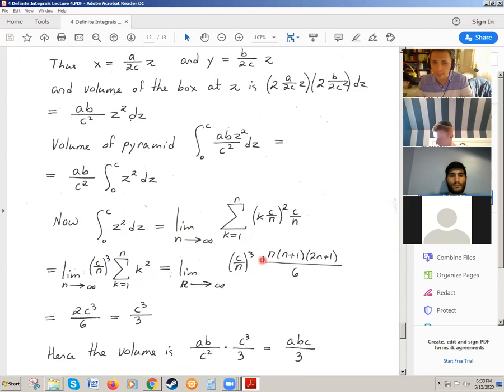I know how to sum k squared. It's n times n plus 1 times 2n plus 1, over 6. I take the limit. I see that the 2 survives, the C cubed survives, and the 6 survives. So the answer is 2C cubed over 6, so the answer is C cubed over 3. And so AB over C squared must be multiplied by C cubed over 3, and I get ABC divided by 3, which is the volume of the pyramid. Okay? You see? So we figured that one out.